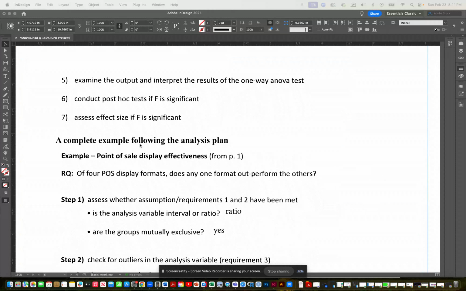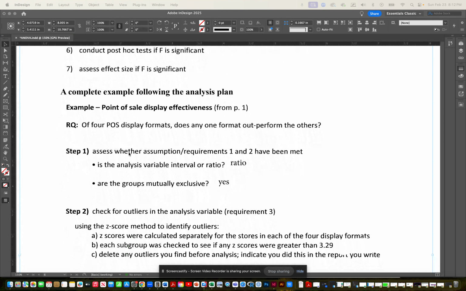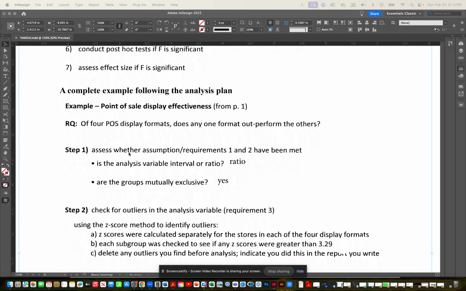So step one is to look at whether the analysis variable is interval or ratio. So we're dealing with cells. So that's ratio. And then are the groups mutually exclusive? Yeah, you're either going to be using format A, format B, format C, or format D. So requirements 1 and 2 have been met. And then step 2, we'll check for outliers in the analysis variable.